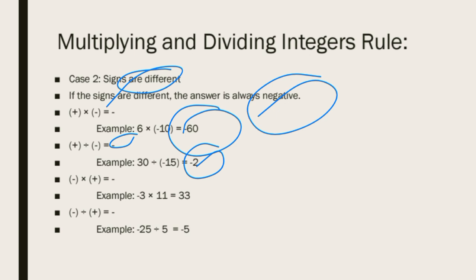Negative integer into positive integer, we get a negative integer. For example, minus 3 into plus 11, we get minus 33. Minus divided by plus, we get minus. Example, minus 25 divided by 5, we get minus 5.